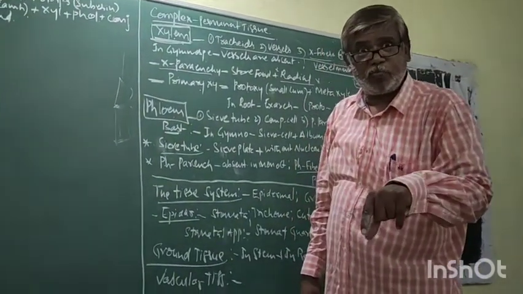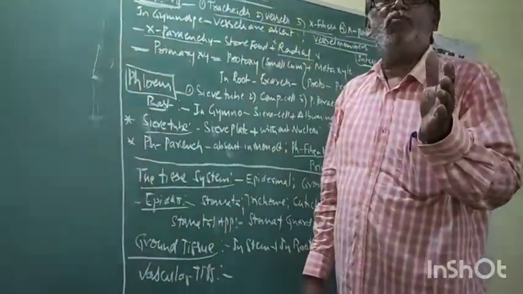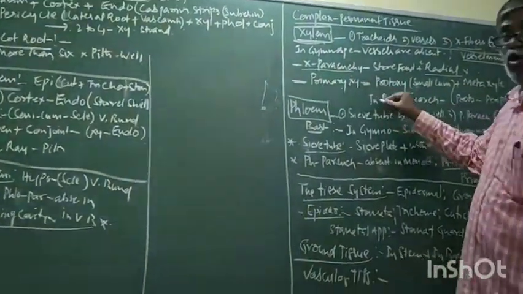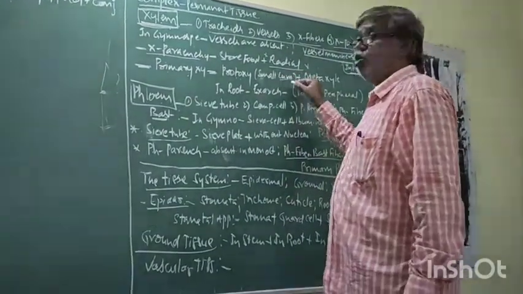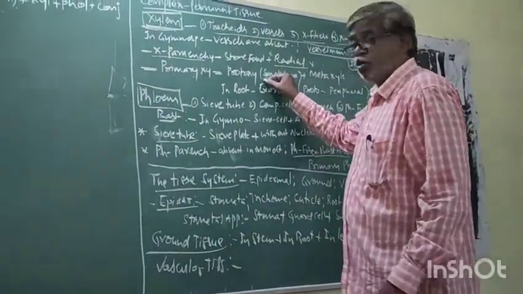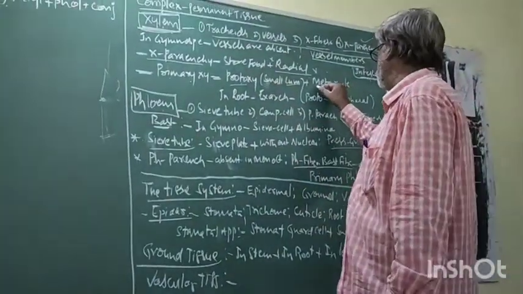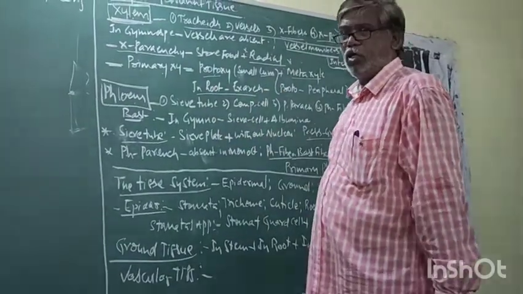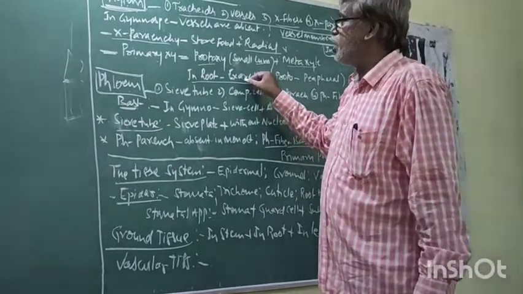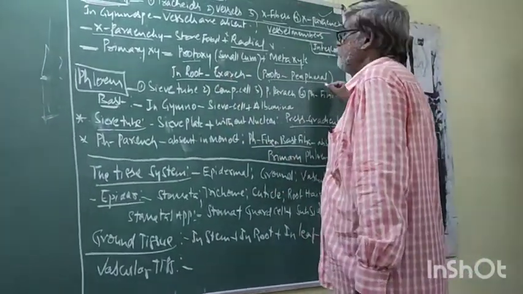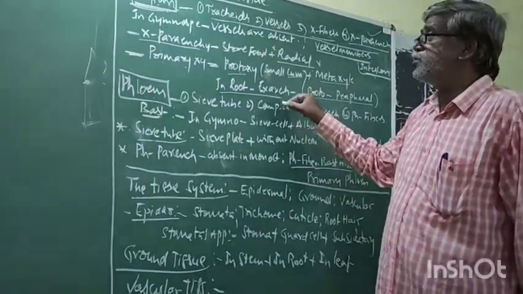Primary xylem, secondary xylem. During secondary growth, the vascular cambium forms the secondary xylem. What is the primary? Protoxylem and metaxylem. The protoxylem, with small lumen, is towards the periphery. In all roots, xylem is exarch. Why is xylem in roots exarch? The protoxylem is towards the periphery or the center? Towards the periphery. Hence it is called exarch.